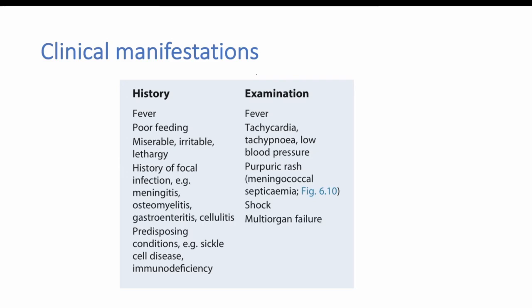So by examination, usually you see all the signs we mentioned before, like fever, tachycardia, tachypnea, and some patients will have hypotension. And if the patient has Neisseria meningitis, they will have a specific rash. We call it meningococcal rash. And what is the characteristic of meningococcal rash? Anyone knows?